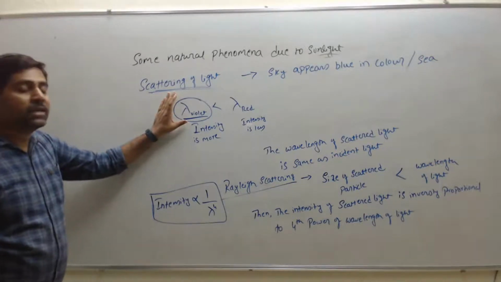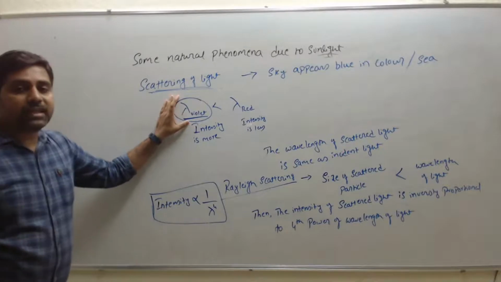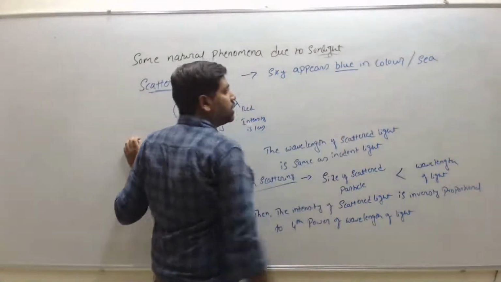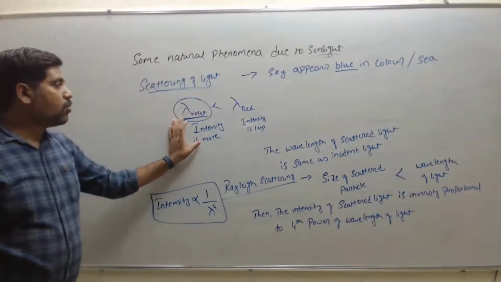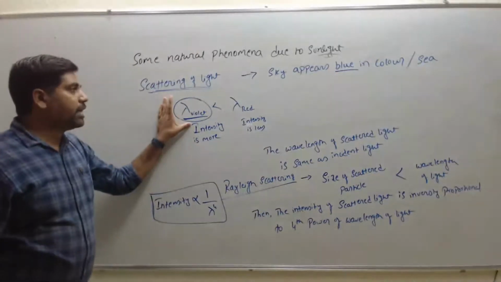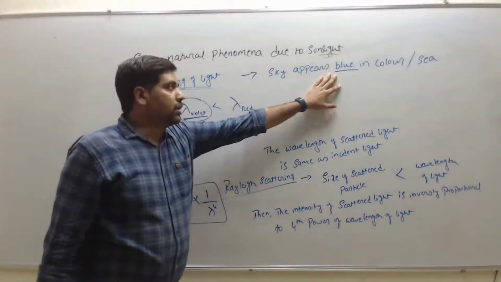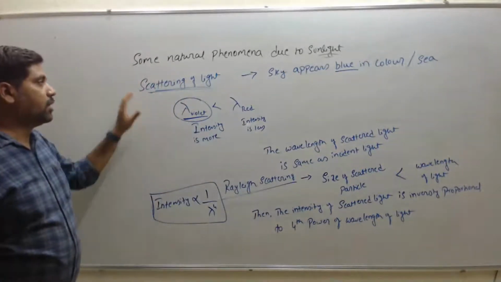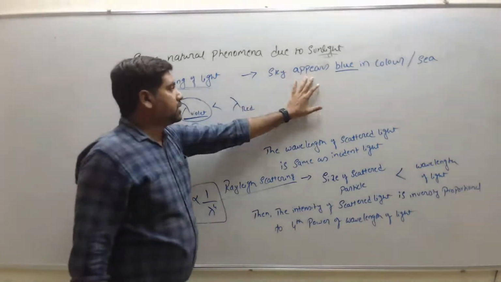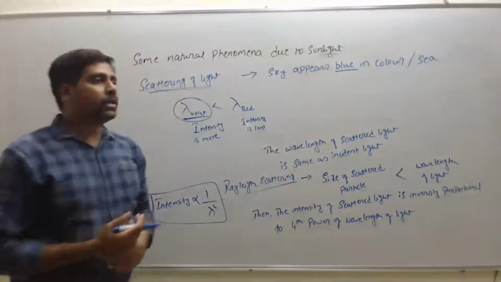Here the violet light scatters the most, but our eyes are not sensitive to the violet light. Our eyes are more sensitive to the blue color, that's why the sky appears blue in color. So this is the reason. By using the scattering of light we are discussing why the sky appears blue in color.